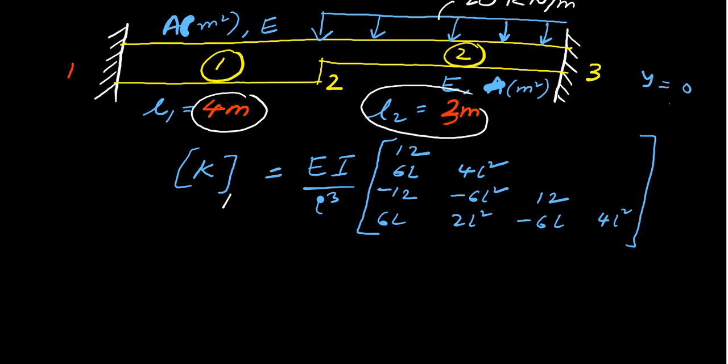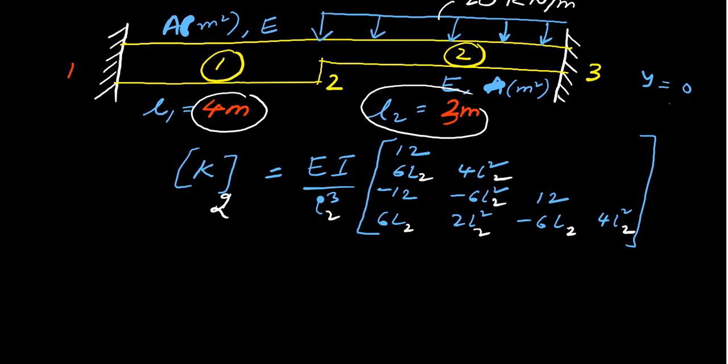So the equation will change. Wherever there is an L, it is replaced by L1 for K1. Similarly, for K2 it will be L2. Okay, if you take K2, then it will be L2, L2, L2. So you have to substitute wherever there is an L for member 1 and member 2.